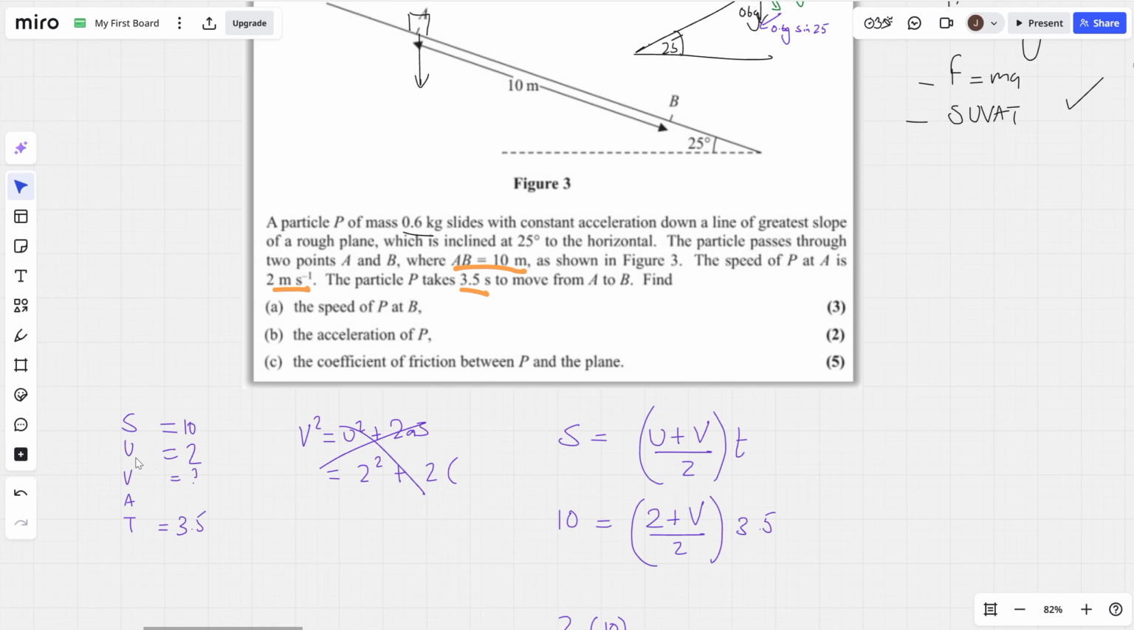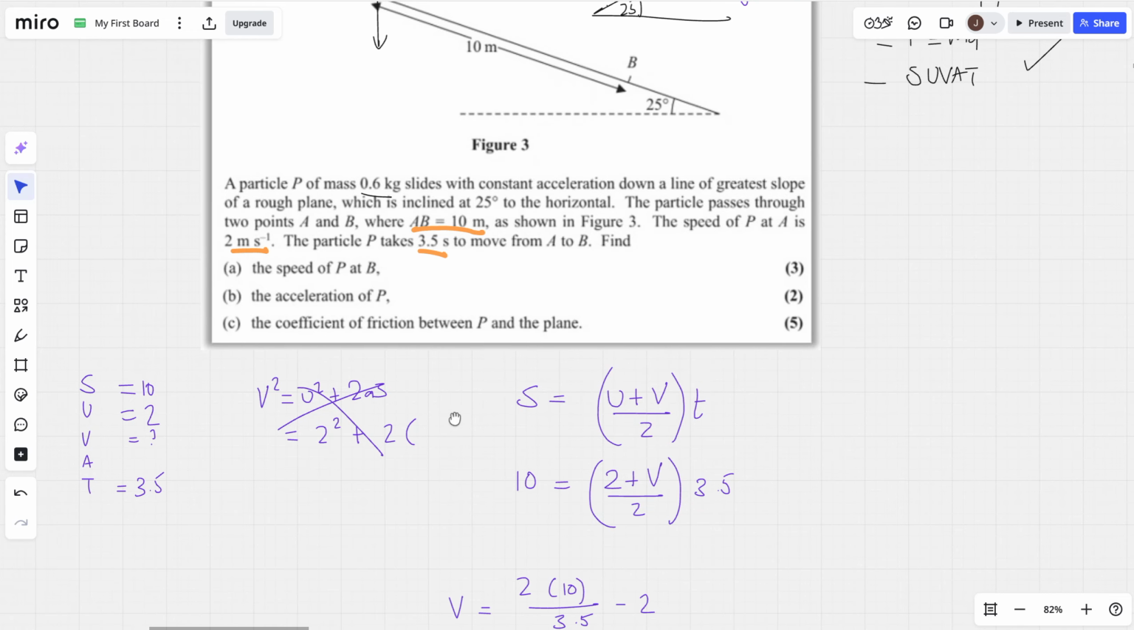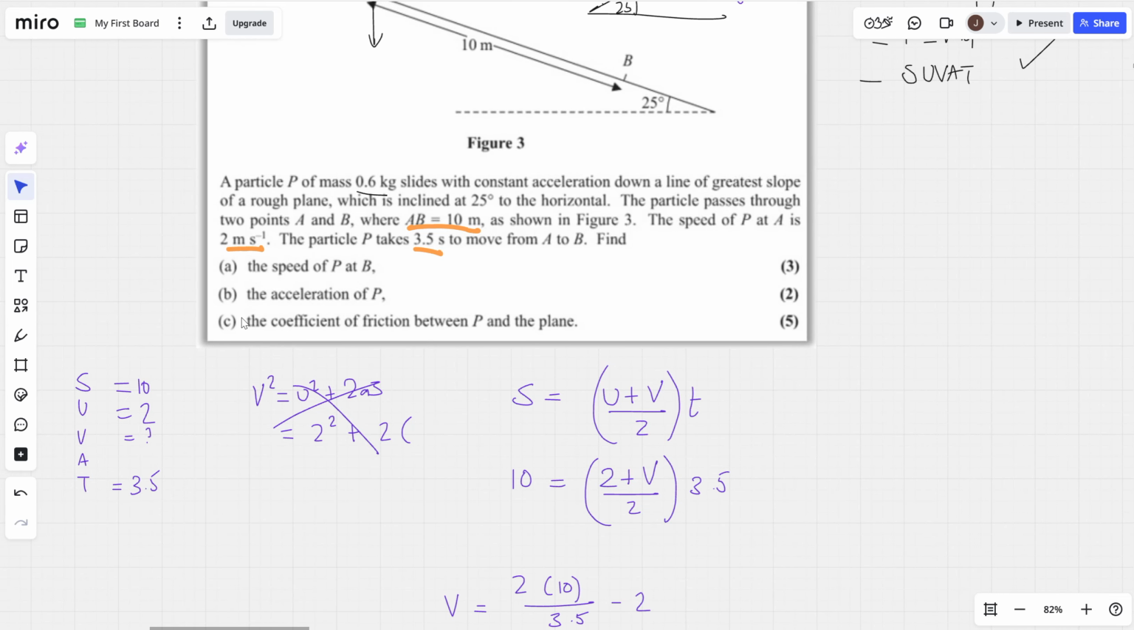So I could use the V number that I've just found, but it's probably better to use a different SUVAT. So instead of this one here, what would this one be? So this is SUVAT, right? So this is S equals UT plus half AT squared. That's probably the best way to do it. Okay, so let's do that one with the same numbers because it's the same journey.